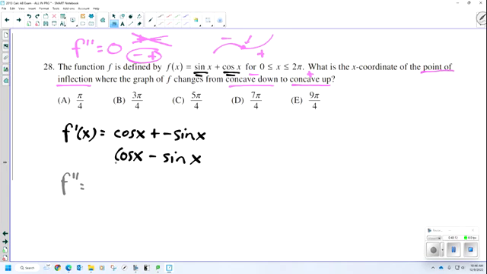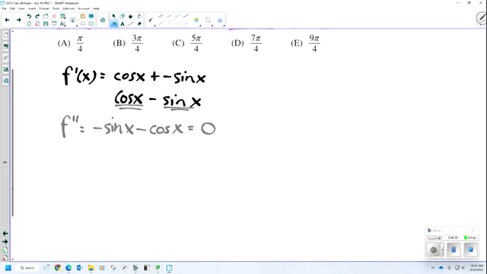The second derivative is the derivative of this. The derivative of cosine is negative sine of x minus the derivative of sine of x, which is cosine of x. Let's figure out where that's equal to 0. Let's make it even easier for ourselves. Do you mind if I divide both sides by -1? That would be fantastic. So I'm going to divide both sides by -1 and flip both these signs. So I've got sine of x plus cosine of x equals 0 still.